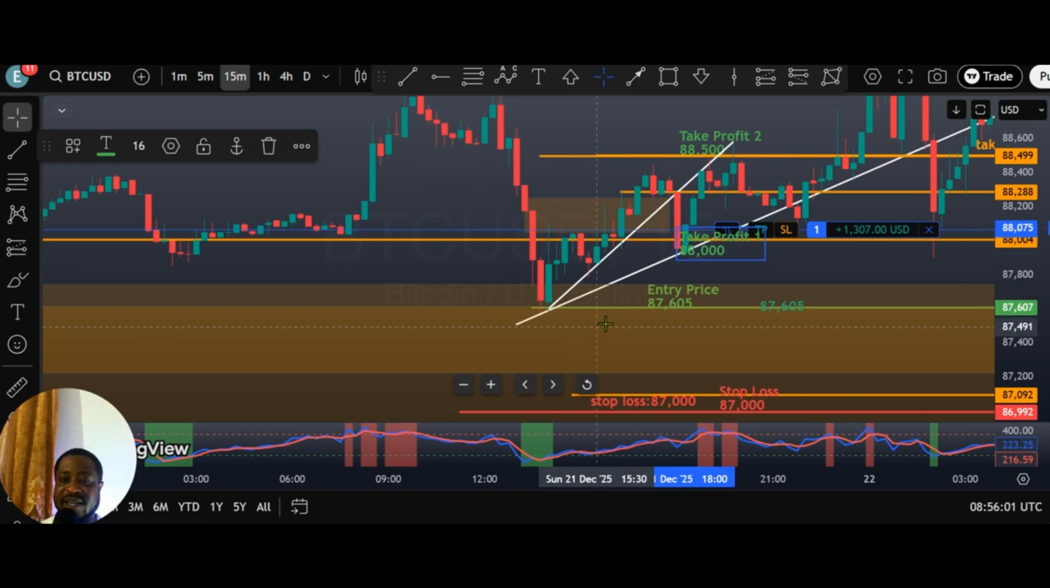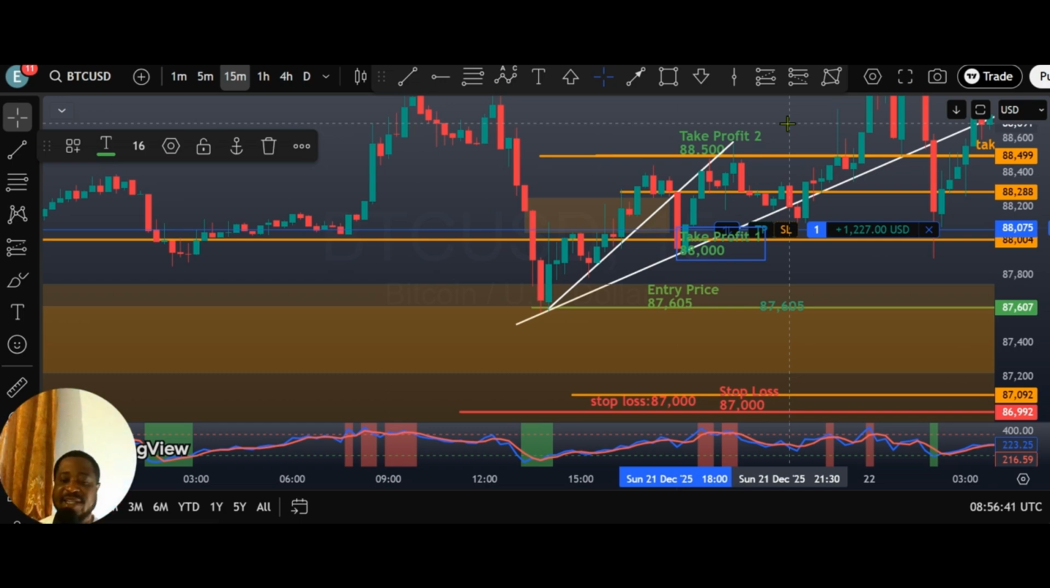So let's check something here. We got our entry around here, that was 87,600. Around this time, within the short term, we got take profit one hit around here. We got the take profit around here, and take profit two was also around here. So we hit it around the time that was given to us, around 1 hour to 3 hours.